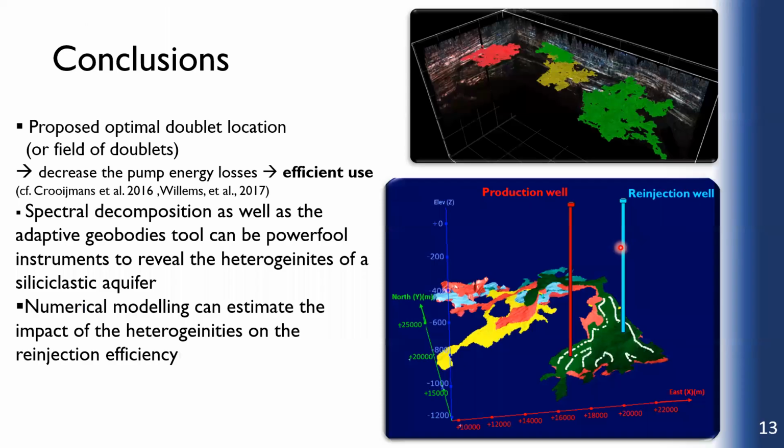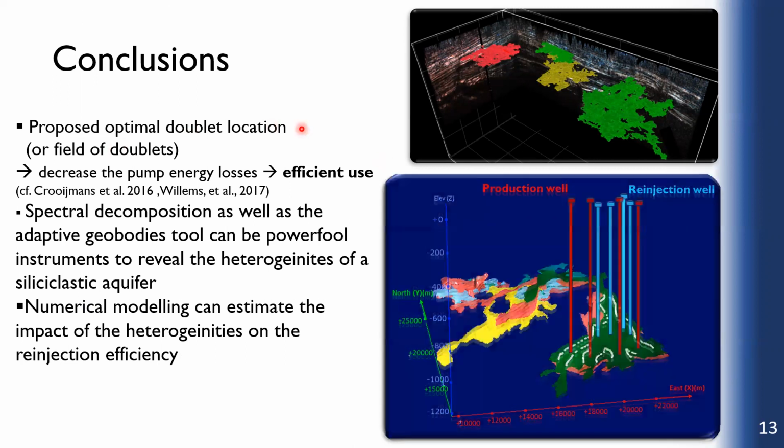So to conclude, these approaches can be used to propose optimal doublet locations or the location of field of doublets. This will help to decrease the pump energy losses, so it contributes to the efficient use of thermal water. And we can also say that spectral decomposition as well as the adaptive geobodies tool can be powerful instruments to reveal the heterogeneities of a siliciclastic aquifer. And at the end, numerical modeling can estimate the impact of the heterogeneities on the reinjection efficiency.